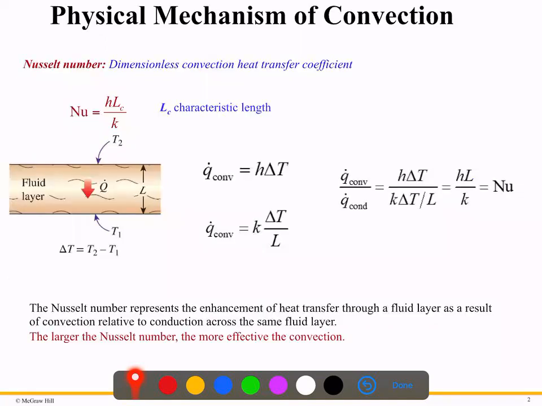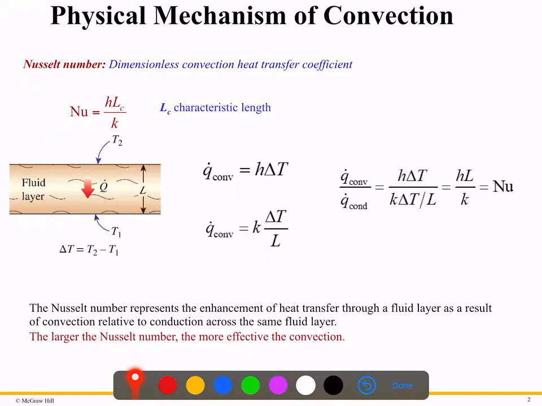So what I'm trying to explain here is the Nusselt number. This is a non-dimensional, or dimensionless, number that is related to the convection heat transfer coefficient. Look, this is the cross-sectional view of the pipe. This is the fluid layer. We know this temperature, the outside temperature T2. This is T1, this is the rate of heat transfer, and this is the characteristic length.